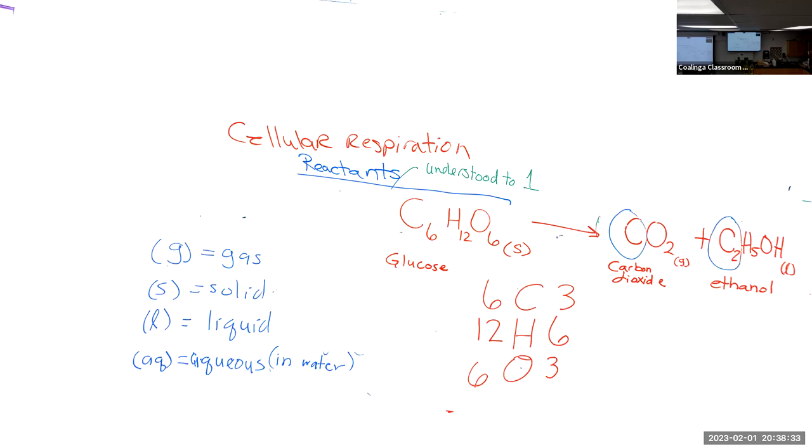Okay, so if I take a look at my hydrogen, what can I do to balance that out? Since only ethanol has hydrogen, and altogether it has 6, what can I put in front of it so that it would be 12? Okay, so then that gives me 6 times 2 is 12.